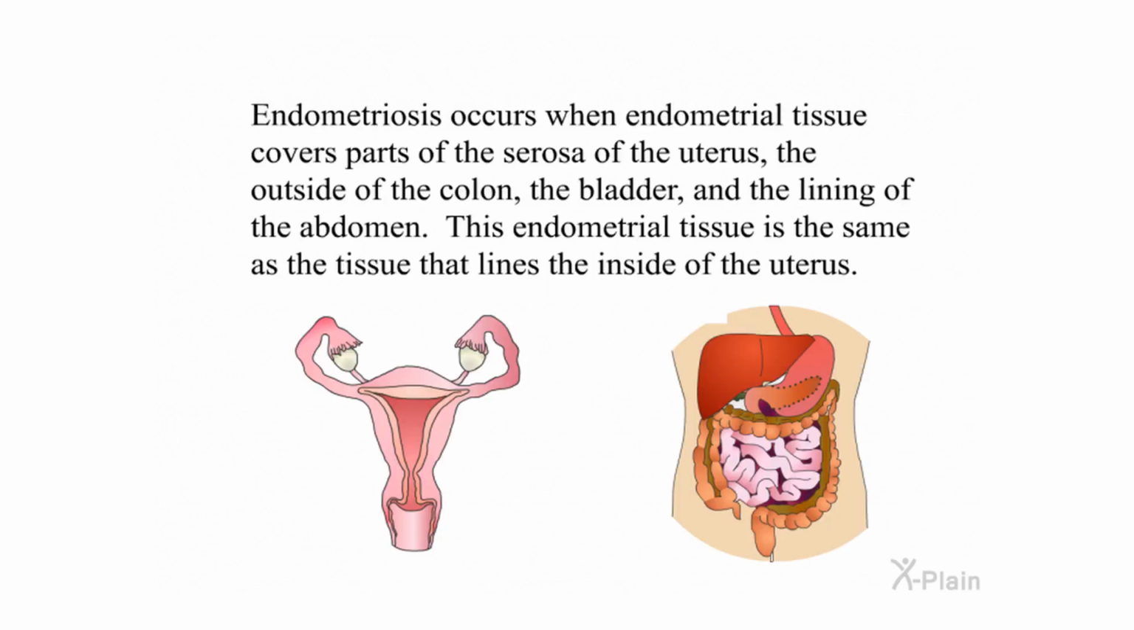Causes. Endometriosis occurs when endometrial tissue covers parts of the serosa of the uterus, the outside of the colon, the bladder, and the lining of the abdomen. This endometrial tissue is the same as the tissue that lines the inside of the uterus.